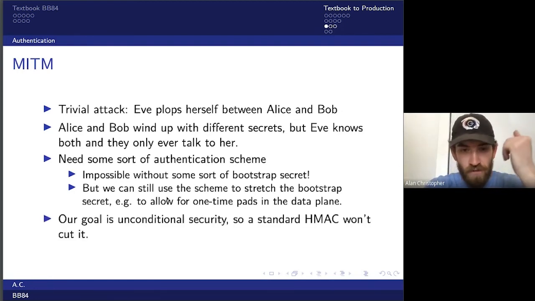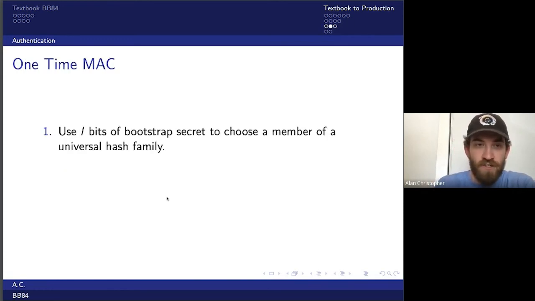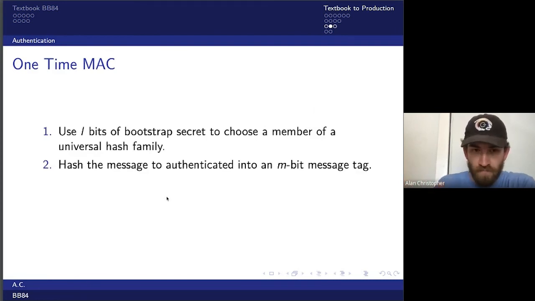And since our goal is unconditional security here, we're not going to be able to use a standard HMAC. We're going to have to use something sort of like those one-time pads, and specifically, we're going to construct a one-time MAC. So what we're going to do is take our bootstrap secret and pull a chunk of bits off of it. The size L bits is going to depend on the size of messages that you want to be able to authenticate. And we're going to choose, again, a member of a universal hash family.